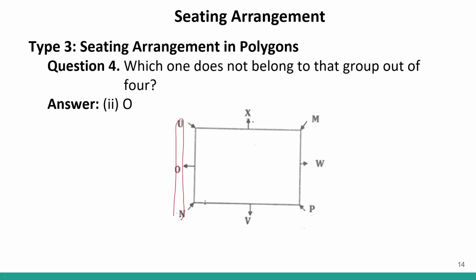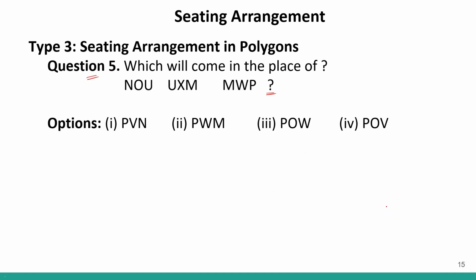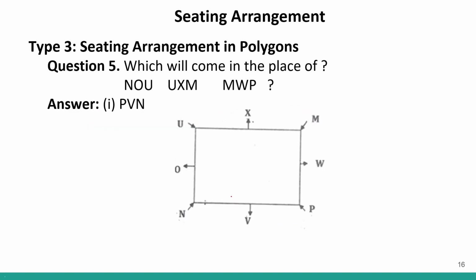NOU, okay, UXM, MWP. So the next person will be definitely PV and N. So this will be the pattern. So over here I can see option number 1 says PVN. This will be my answer. Clear? PVN. So this is type number 3, seating arrangement in polygons.